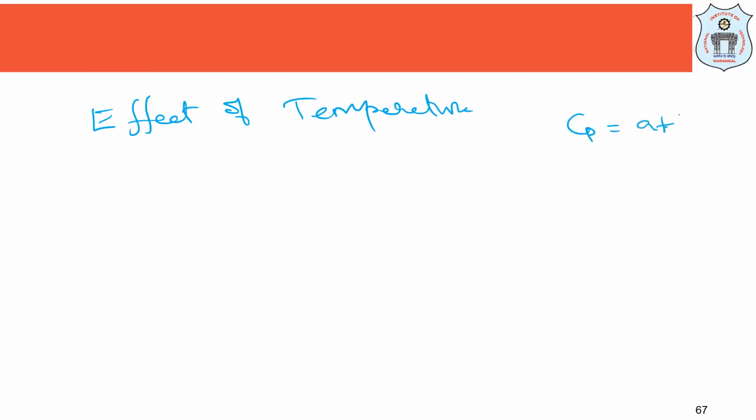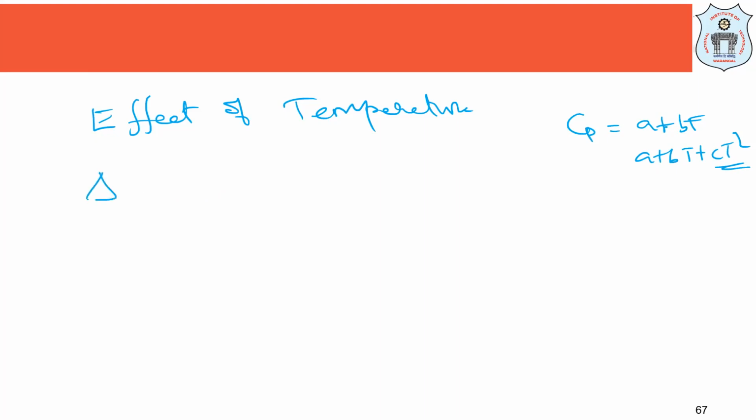And another thing is, we have done it at standard conditions. So to take into account the effect of temperature, we already did a problem for Cp equal to A plus Bt, right? It can be of a higher order also, Bt plus Ct square. How to integrate, we should know.